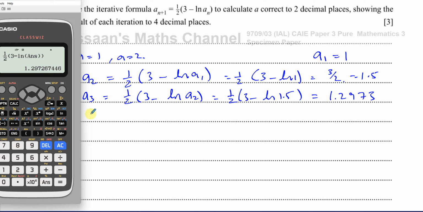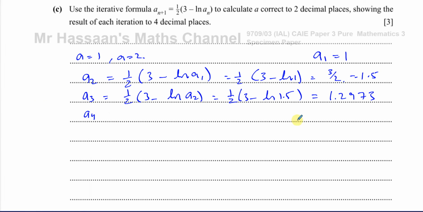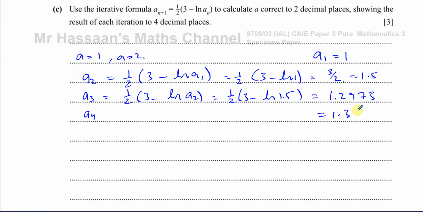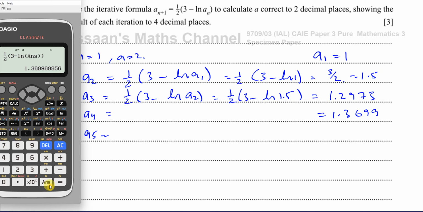So now I'm going to just write a4, and I'm going to write just equals. Now it's pretty obvious what I've done. You don't have to now write this whole thing out again. I'm just going to press equals. That gives us 1.3699. I have to keep going until it kind of settles down. So a5 is going to be, press equals again, 1.3426.